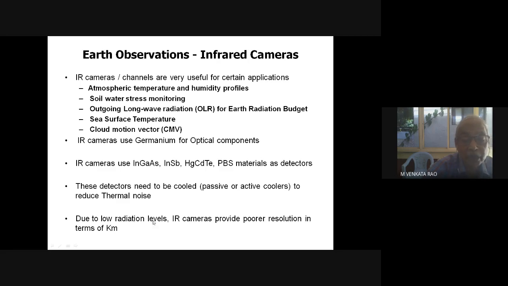Only thing is, due to low radiation levels, the IR cameras provide poor resolution. Normally, you won't get a 1 meter or half meter resolution at all in an infrared channel. Infrared cameras will have resolution in terms of meters or even kilometers, because of the low radiation levels.